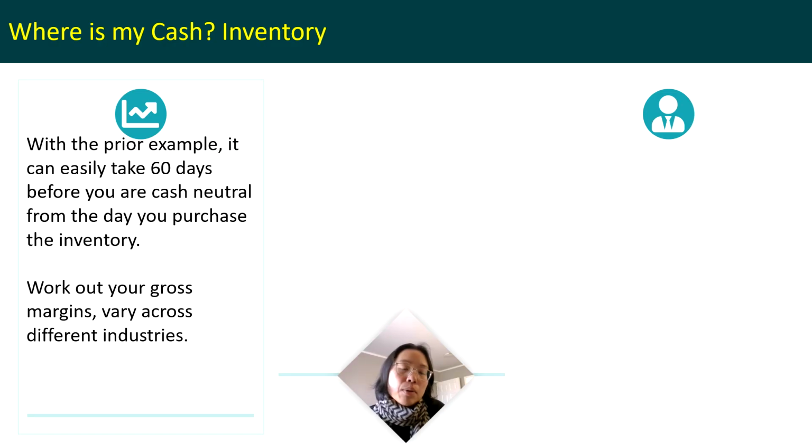With the prior example, it can take easily 60 days before you are cash neutral. So from the day you purchase to the day that you made the sale or collected the cash. So it is very important to work out your gross margins so that you've got enough of a buffer to wait for this cash neutrality at 60 days.